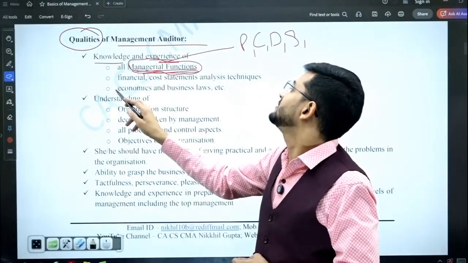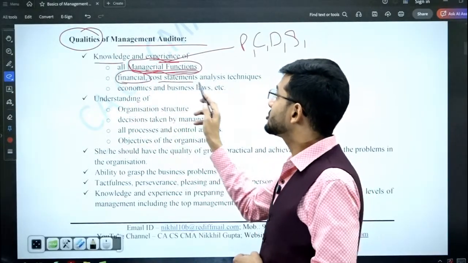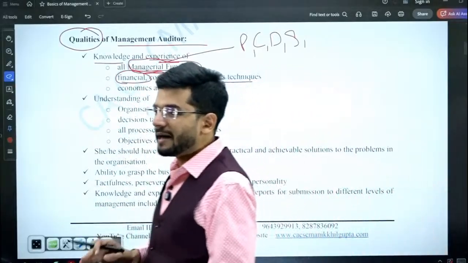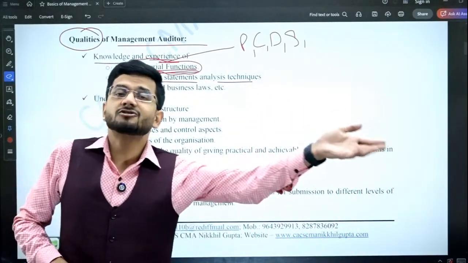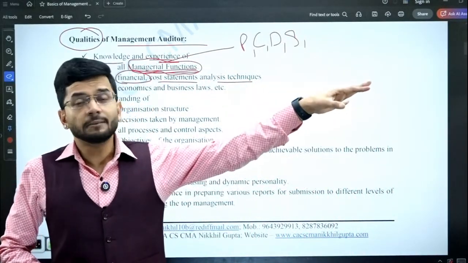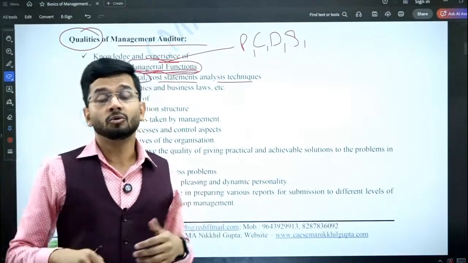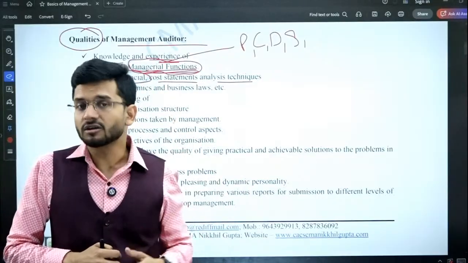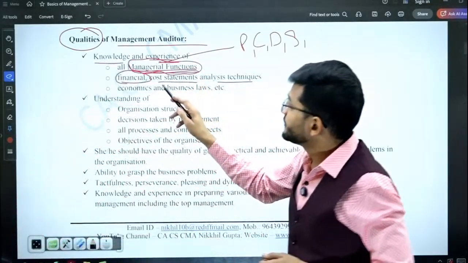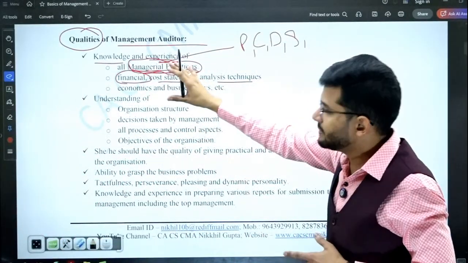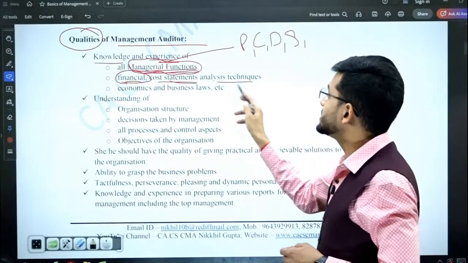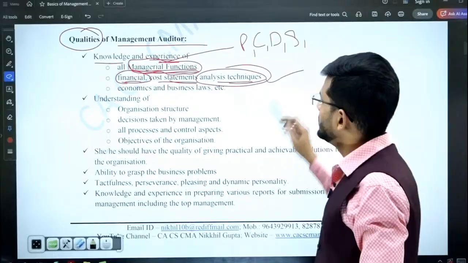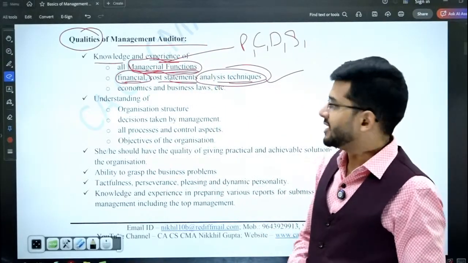Number two, you should have experience and knowledge in financials, cost statements, and analysis techniques. Because guys, ultimately the decisions which are taken by the management are reflected in the financial statements. If the company is making profits and growing by the year, only then can we say that management is effective. Otherwise, we will say that management is not effective. So the management's decision making is reflected in financial statements and cost statements. How to analyze these financial statements and cost statements should very much be understood by the management auditor.